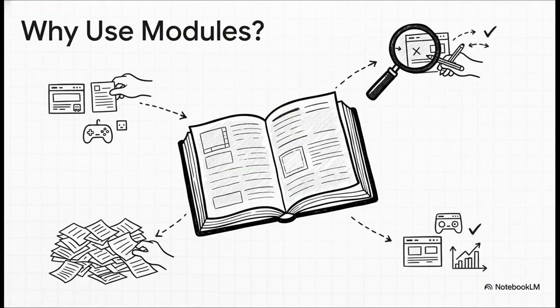And the payoff here? It's exactly like the benefits of functions, just on a massive scale. You get reusability across dozens of different projects. You get organization, keeping all your math-related tools in one file and your text-related tools in another. And this is huge. If you find a bug, you fix it in that one module file, and every single program that uses it is instantly fixed. That is a game changer.